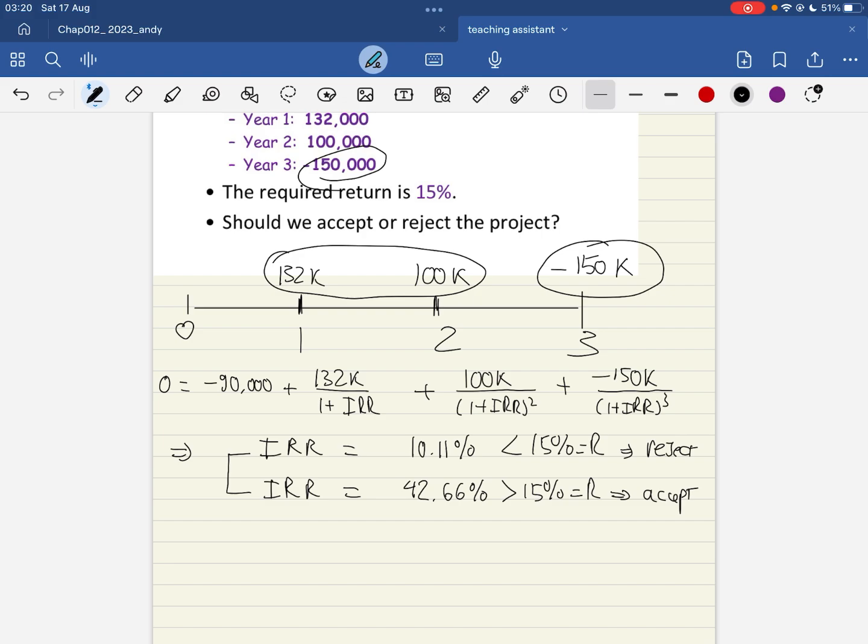So now let's answer the question, should we accept or reject the project? The answer is we cannot know because it gives two different answers. There is no way for us to decide. Therefore, as I have mentioned before, using the IRR method is not the optimal strategy because sometimes it gives us two different answers, for example, in the non-conventional cash flow case.